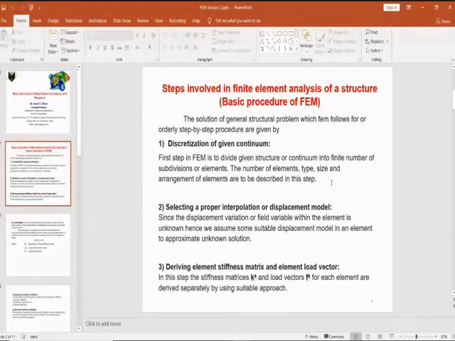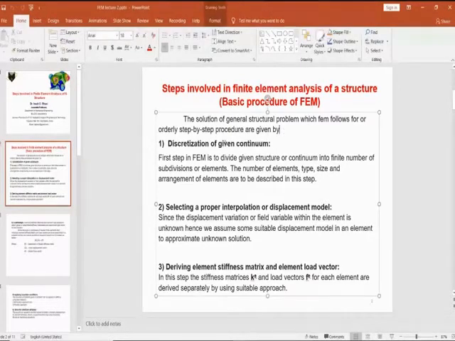Okay. So there are about 6 basic steps. What are those steps? Let us see. The solution of a general structural problem, which FEM follows, is an orderly step-by-step procedure, given by: first one is discretization of the given continuum. The first step in finite element analysis is discretization of the given continuum.